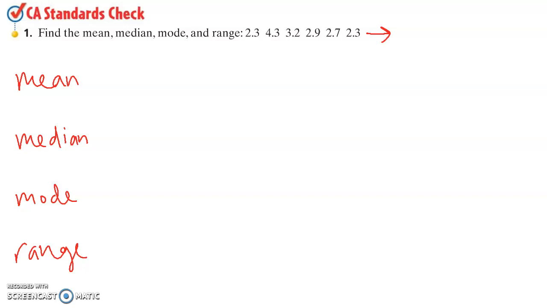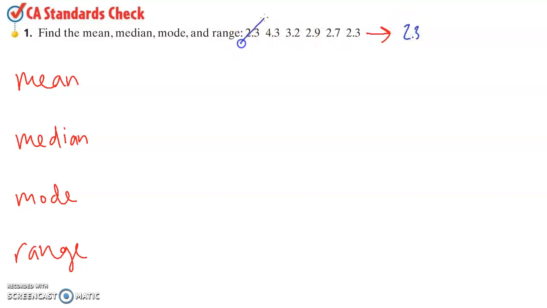All right, let's look at standards check number 1. Find the mean, median, mode, and range for these numbers. Now the first thing that I probably would want to do is to rearrange these in order from smallest to biggest. It is not necessary to do this as the first step, but I do think that's helpful. I'm going to go ahead and organize them.